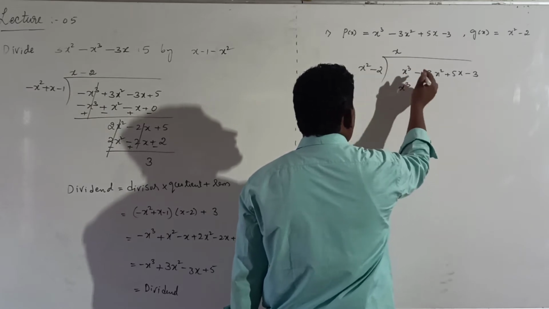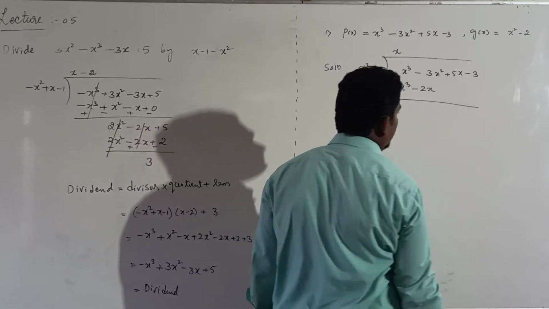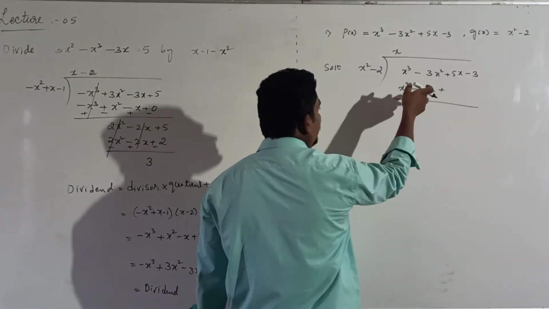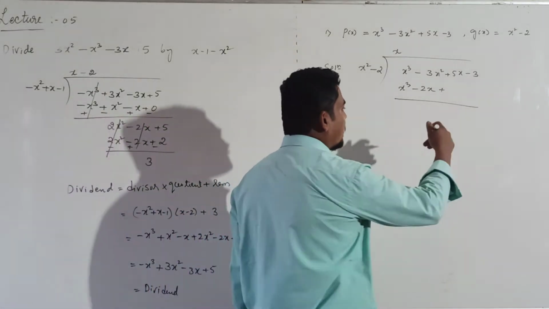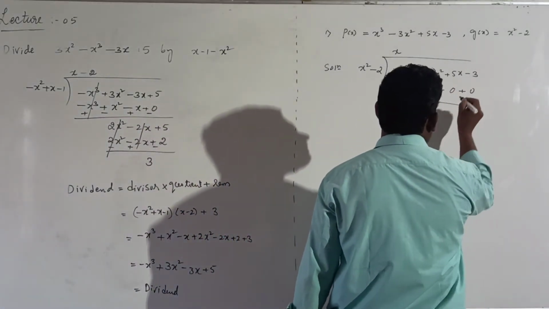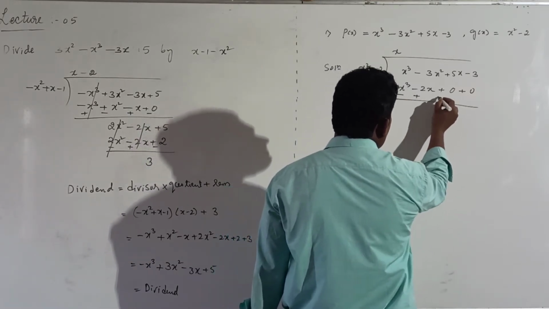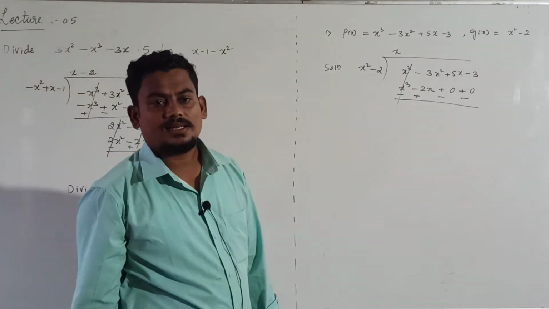Then multiply every term: x cube minus 2x. After x cube and minus 2x, nothing is there, so just take 0 and 0. Now just reverse the signs: minus, plus, minus and minus. Now these two terms will get cancelled.